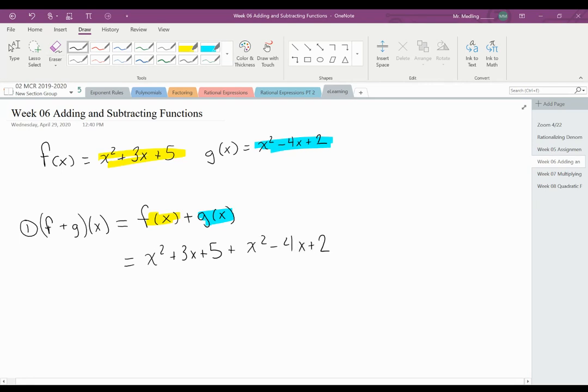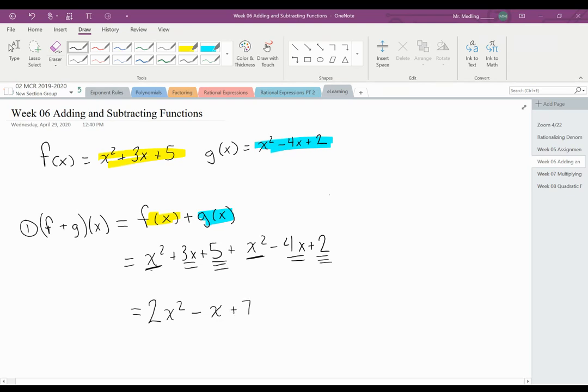At this point, it's just combining like terms. So I have an x squared plus x squared, so we have 2x squared. I have a 3x minus 4x, so I have minus x. And then finally, plus 5 plus 2 is plus 7.